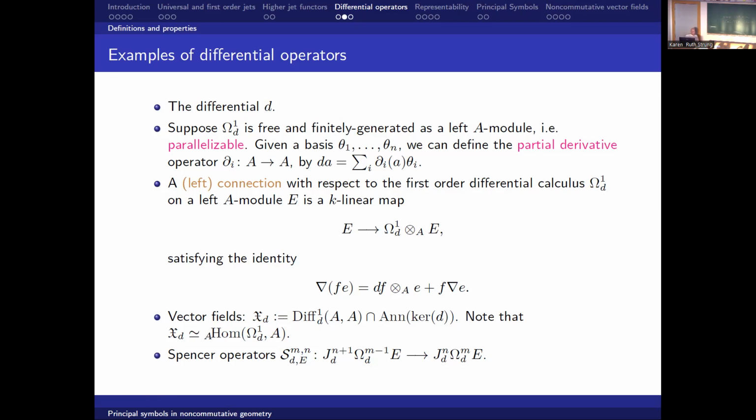But these are all first order differential operators. So first order differential operators behave almost exactly like in the classical case. It's only once you go higher that it's not as well behaved potentially.